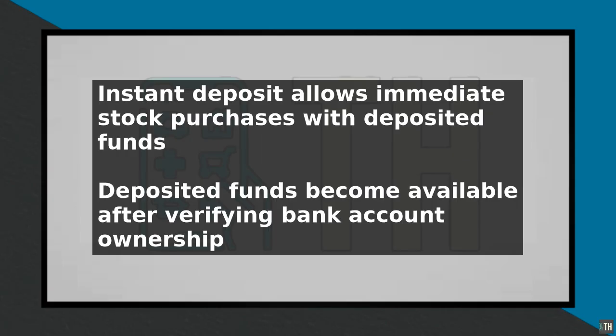First, you need to set up your bank account in the Robinhood app by going to the transfer screen and selecting Add New Account. You will be asked to provide your bank account details and verify your identity.